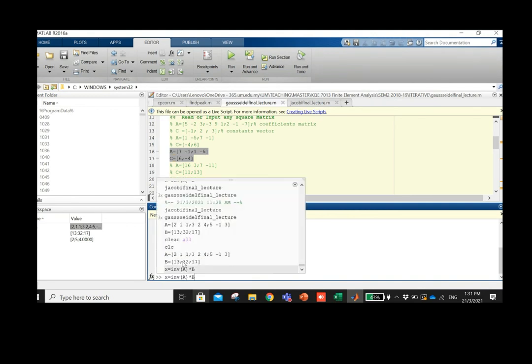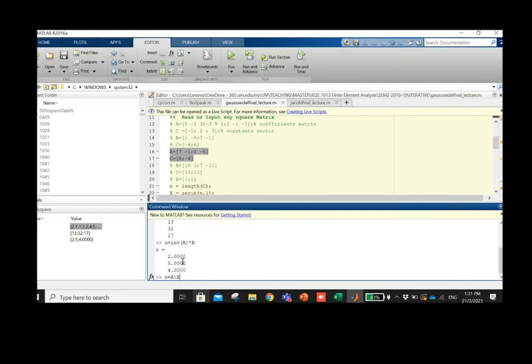Or another way is using this backslash. So x equals inverse A multiplied with B, basically it's A backslash B. Okay, you also get the x1, x2, x3 equals to 2, 5, and 4. All right, so that is another way.